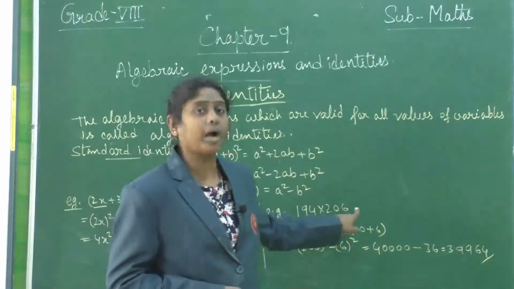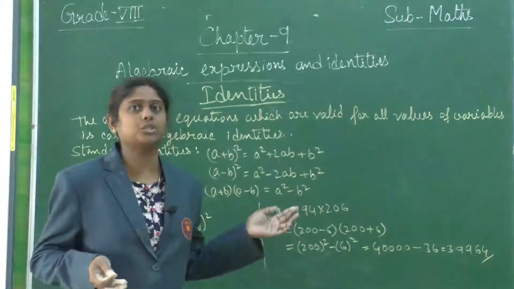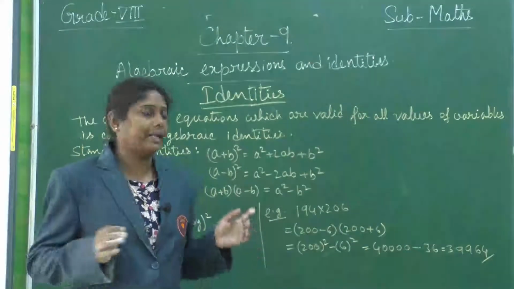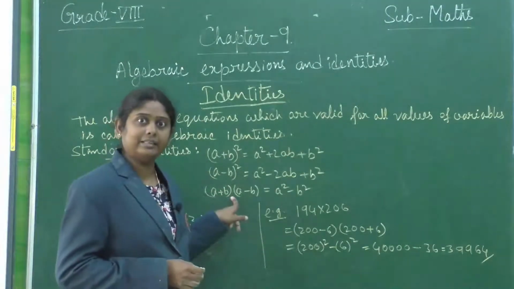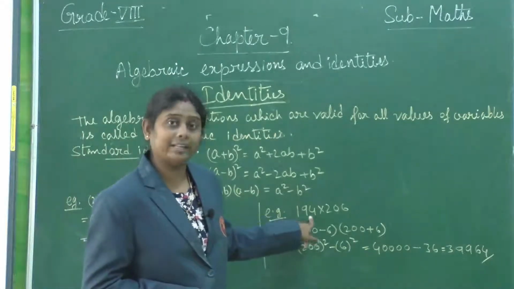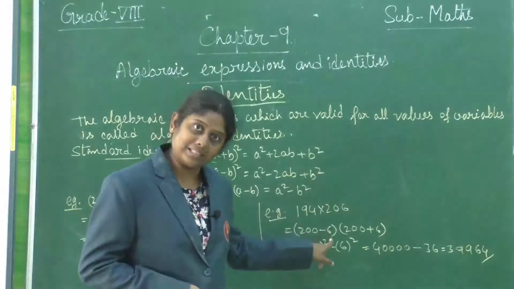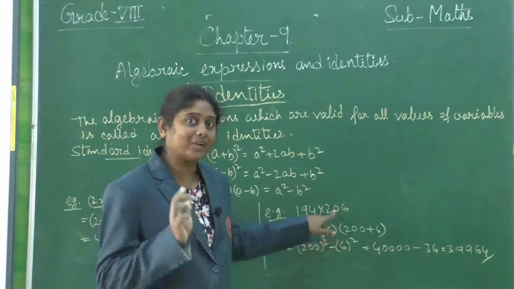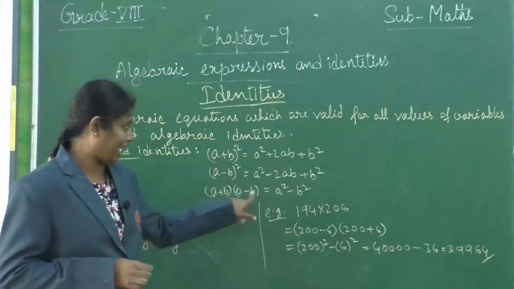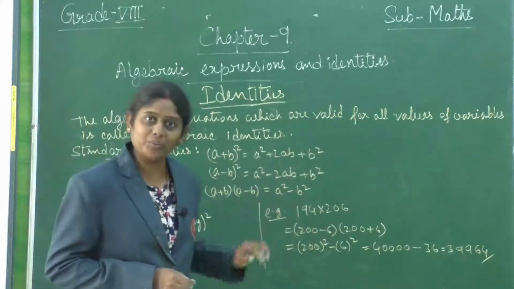194 into 206. If I ask you to do the multiplication for these two terms, then it will be very big, right? But if we use the third identity, it will come very easy. You can check it. So 194 we can write as 200 minus 6, and 206 we can write as 200 plus 6, right? So here 200 is your a and 6 is your b. So apply the formula directly.